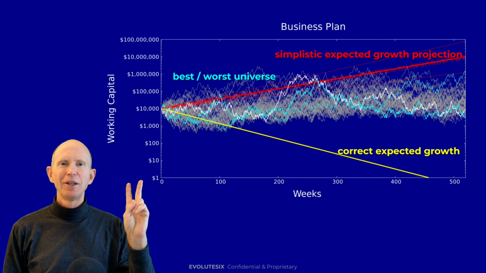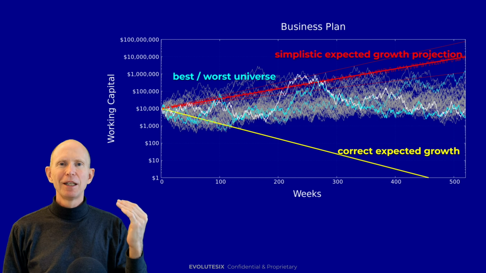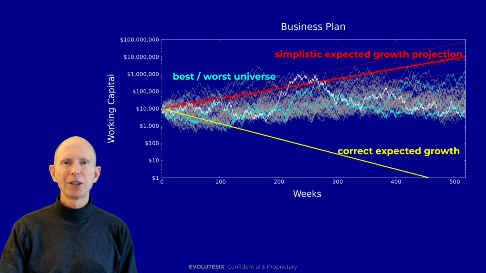And secondly, work at the level of your portfolio as a whole to recapture some of the losses that real life business dynamics bring in versus the typical business plan prediction.